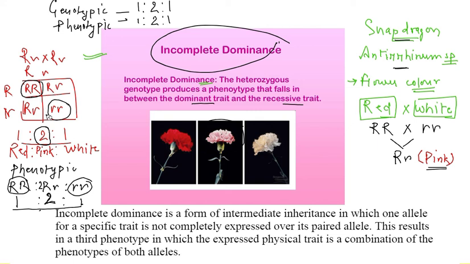Incomplete dominance is a form of intermediate inheritance in which one allele for a specific trait is not completely expressed over its paired allele. This results in a third phenotype in which the expressed physical trait is a combination of the phenotypes of both alleles. So here it is a monohybrid cross, but one allele is incompletely dominant over the other allele. So this much is sufficient for now.